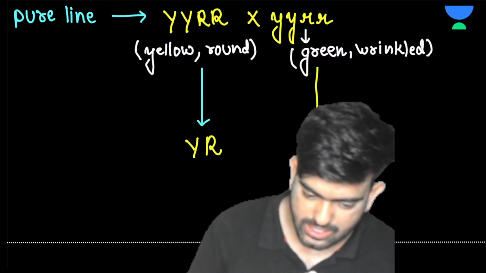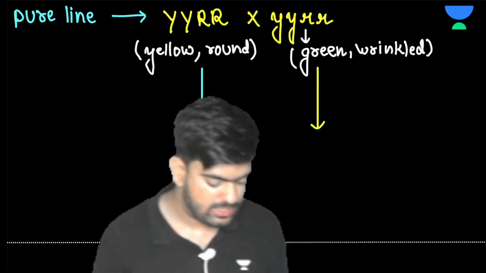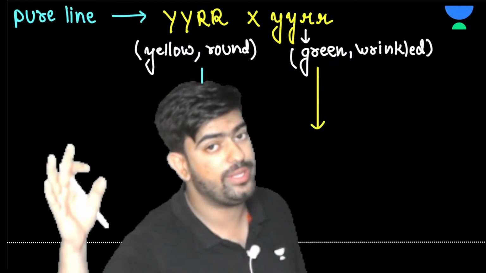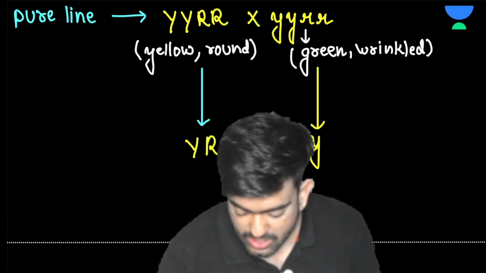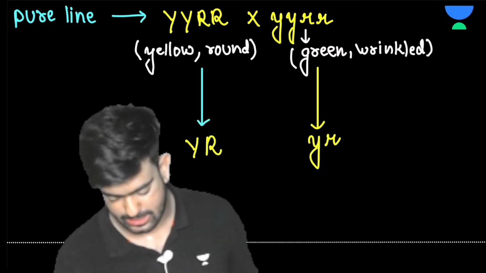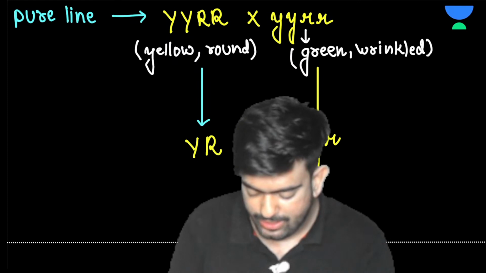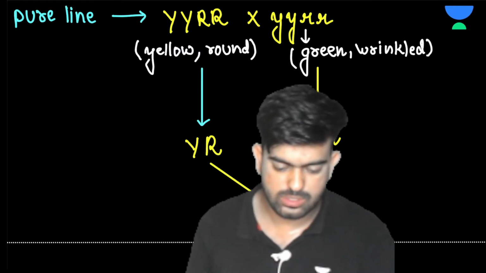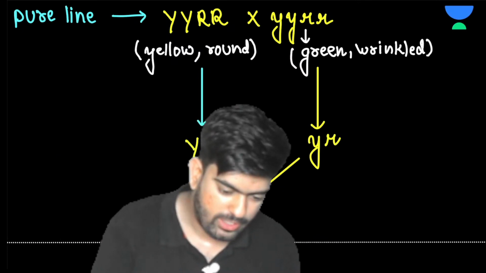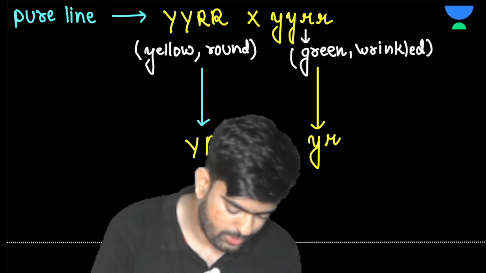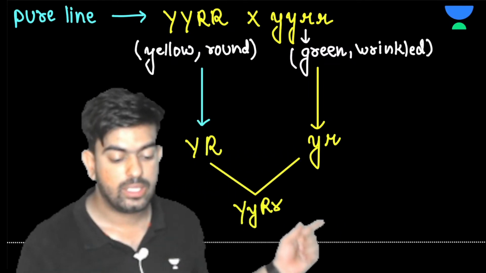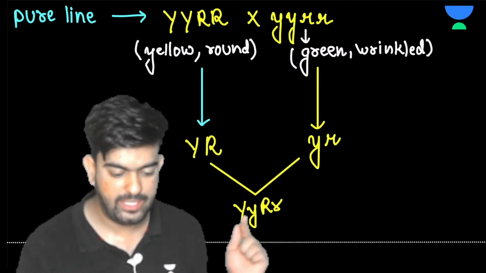Next, you are going to tell me in the comment section how small y and small r are going to form the gamete. They are going to have this type of gamete, which is small y and small r. Okay, clear? That's great. Now the gametes are going to fuse, and here we are going to have this kind of progeny, having capital Y, capital R and small y, small r.